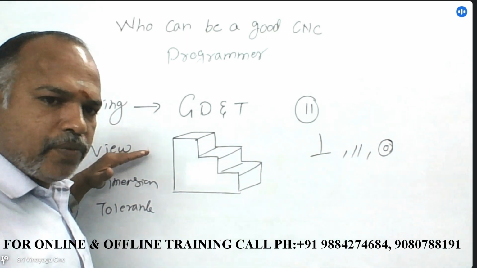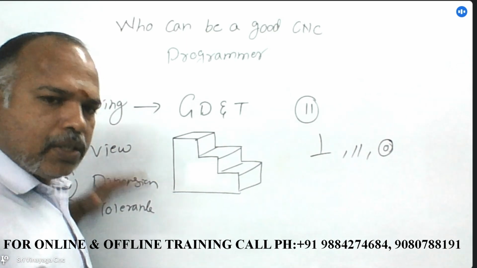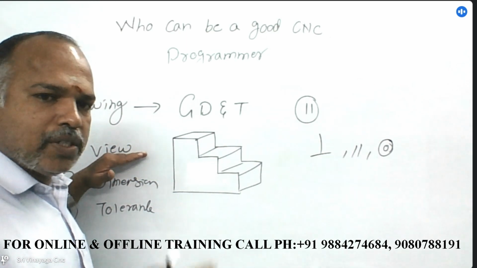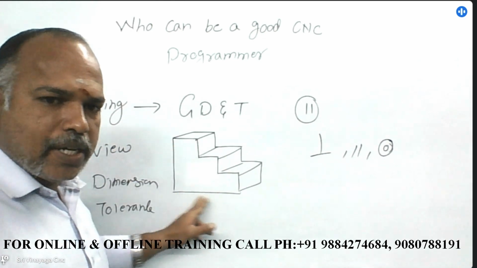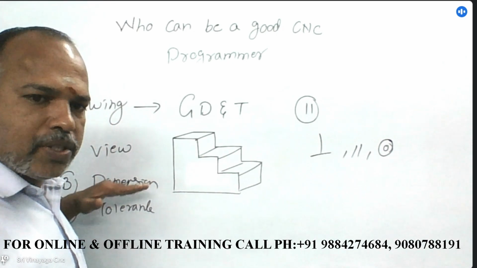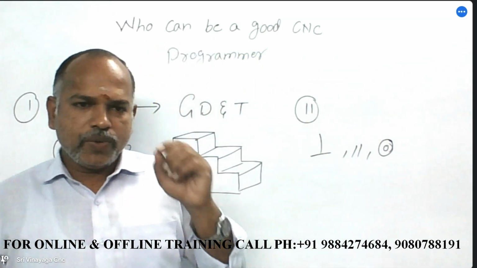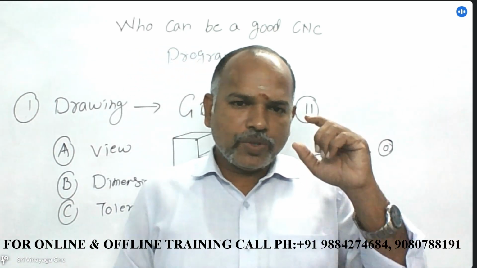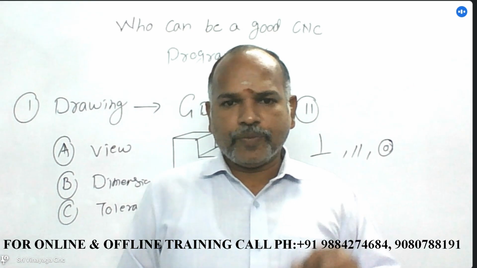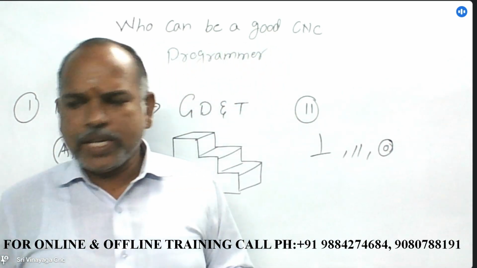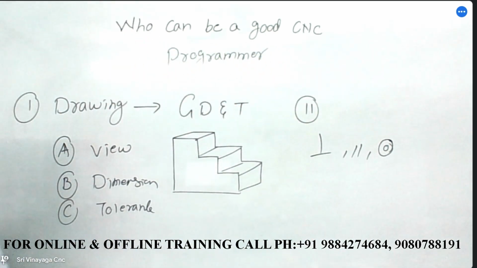First we should see the views, dimension and tolerance. The views mean the geometry, side shapes like this. Dimension and tolerance. Okay, this is the first level. If you want to be a good CNC programmer, we should have knowledge in drawing. And then what will be the second level? Any idea about the second level?